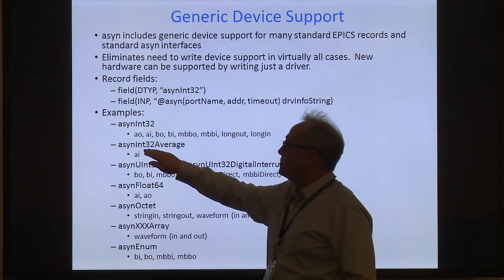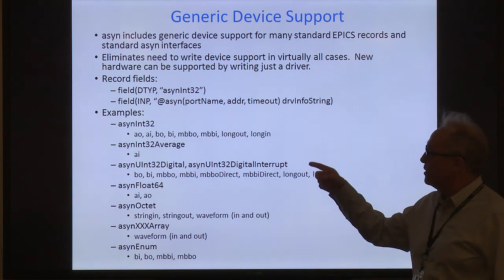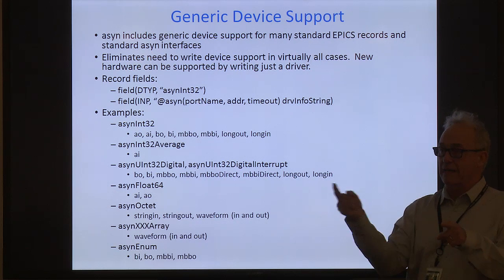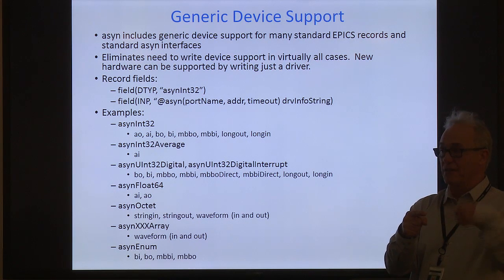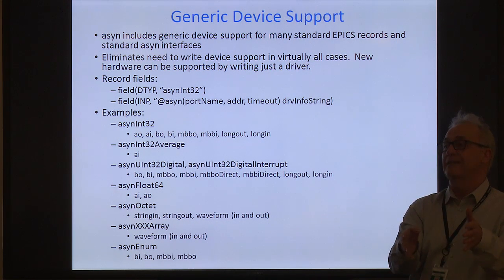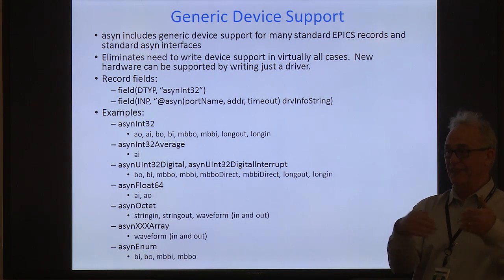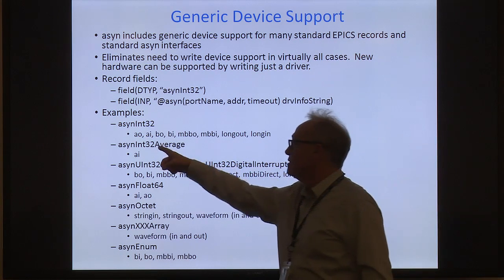There's a device support called asynInt32Average, which is, let's say you have an ADC that's doing callbacks at a kilohertz. You don't want the record to process at a kilohertz. You'd like it to average all the readings it gets, and then the record is processing at, let's say, 10 hertz. Right? And so that's what this device support does.